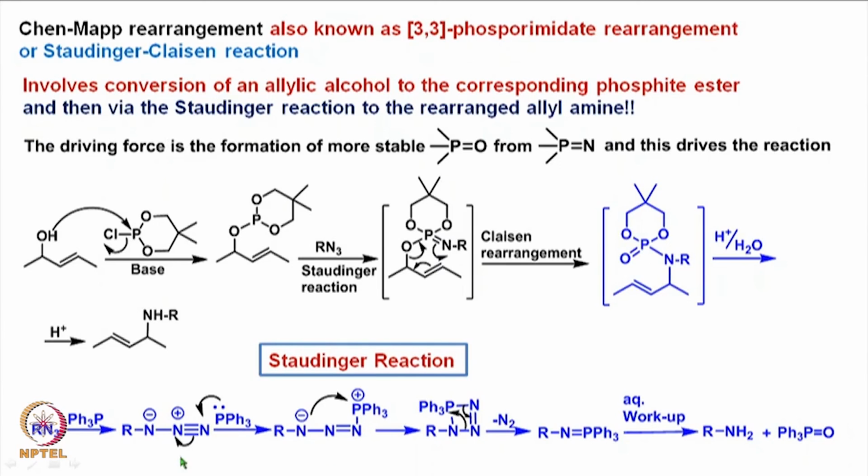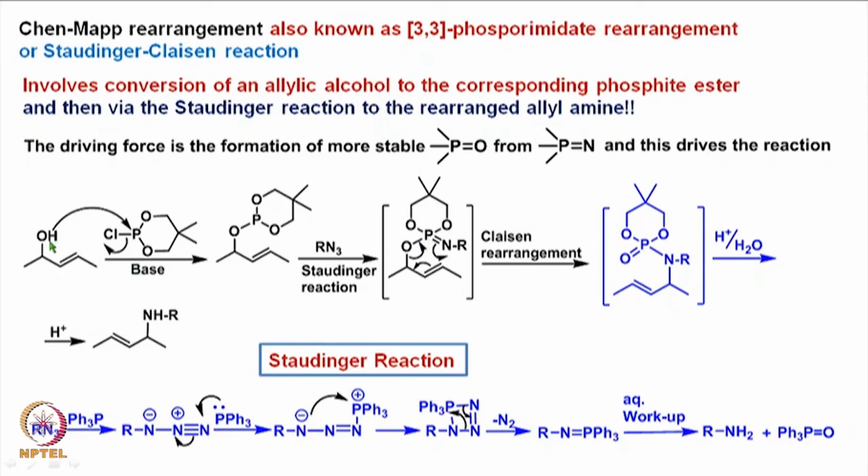Now, what is the Staudinger reaction? The Staudinger reaction is the reaction of an azide with a trivalent phosphine or phosphite, and then that leads to the formation of this kind of intermediate, which then leads to another intermediate of a 4-membered type, which loses nitrogen gas to form this nitrogen phosphorus double bond, and upon aqueous workup under acidic condition leads to the formation of triphenyl phosphine oxide and releases the corresponding amine. This is exactly what has been utilized in this particular allylic alcohol case.